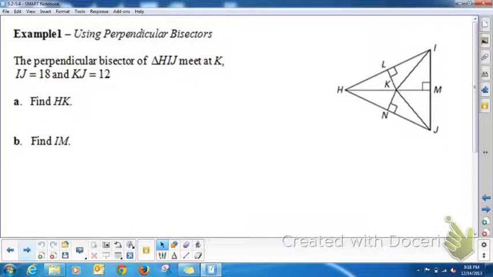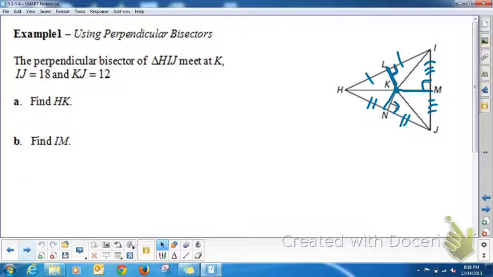Let's use these theorems. The perpendicular bisectors of triangle HIJ meet at K. So remember, we said that if they are perpendicular bisectors, then they are concurrent at a point that's called the circumcenter. So K is the circumcenter of this triangle. It's where all of the perpendicular bisectors meet. KL is a perpendicular bisector, KN is a perpendicular bisector, KM is a perpendicular bisector.